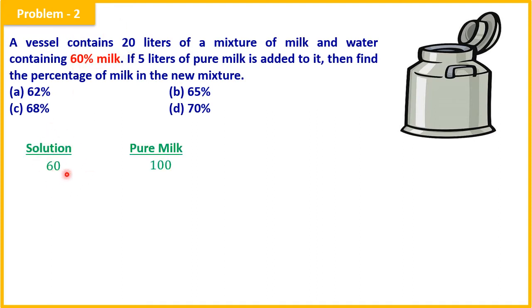So I will write here 60, and to that we are adding pure milk. So it is 100% milk only. Well, we need to find the concentration of the mixture here. So that is unknown to us. Let us assume it as X. Now this X is greater than 60, but this X is less than 100. So when we do cross subtraction, here we will do X minus 60, and on the other side we will do 100 minus X. Well, this solution is already 20 liters given, and pure milk added to it is 5 liters. So this particular ratio is in the ratio of 20 is to 5.